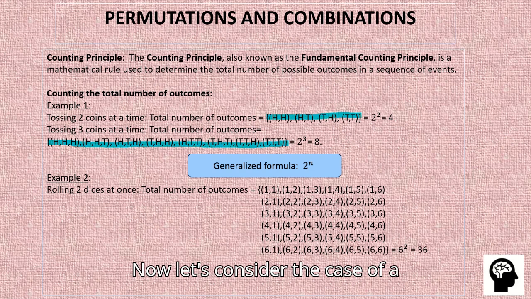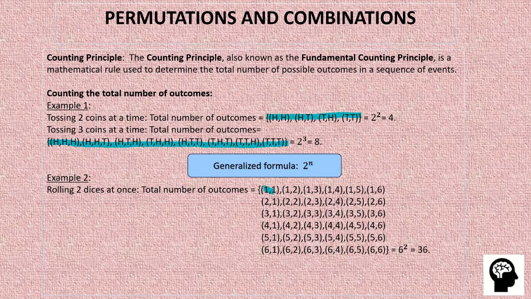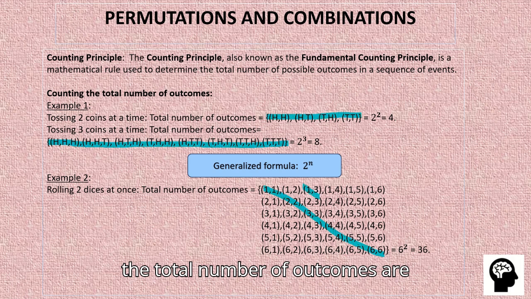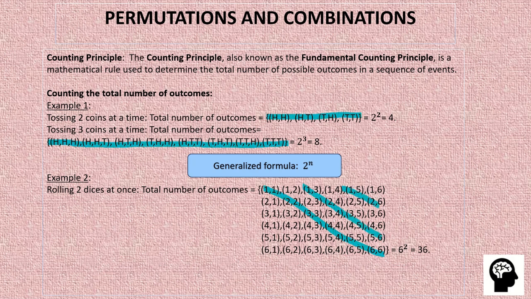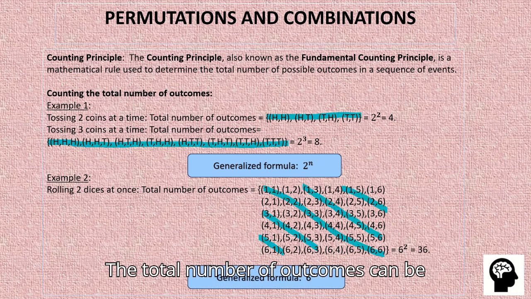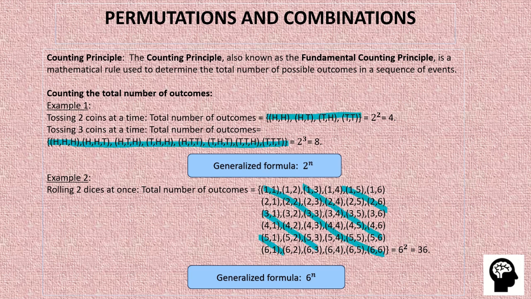Now let's consider the case of a dice. That is example 2. While rolling 2 dice at once, the total number of outcomes are this whole set. This whole set, okay? The total number of outcomes can be calculated as 6 power 2, that is equal to 36.